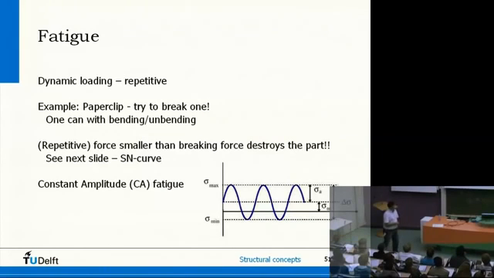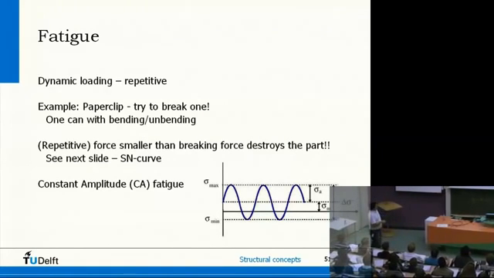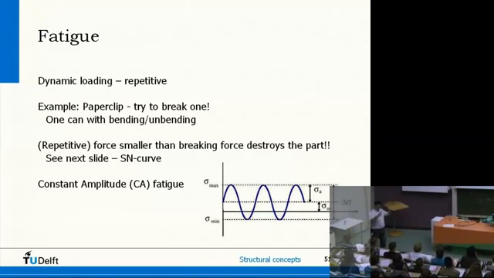A few things about fatigue. It is a dynamic loading. It's an alternating loading. Think about the paperclip. You cannot break it with your hands, but as soon as you do this multiple times, ultimately it fails. That's also some kind of fatigue.